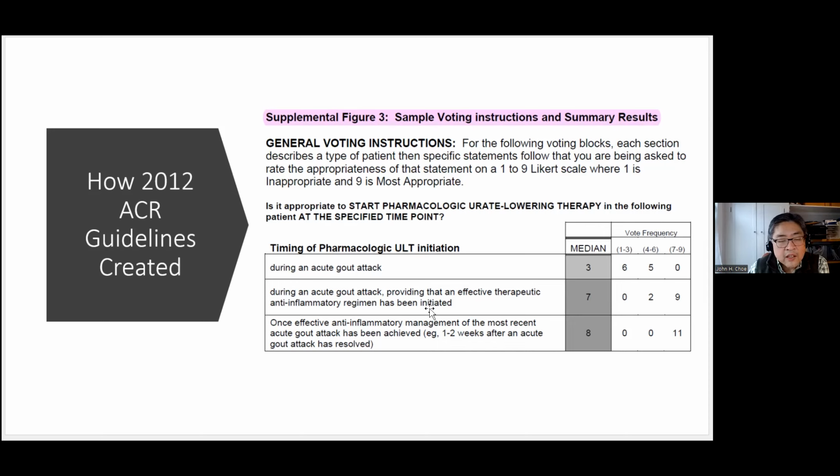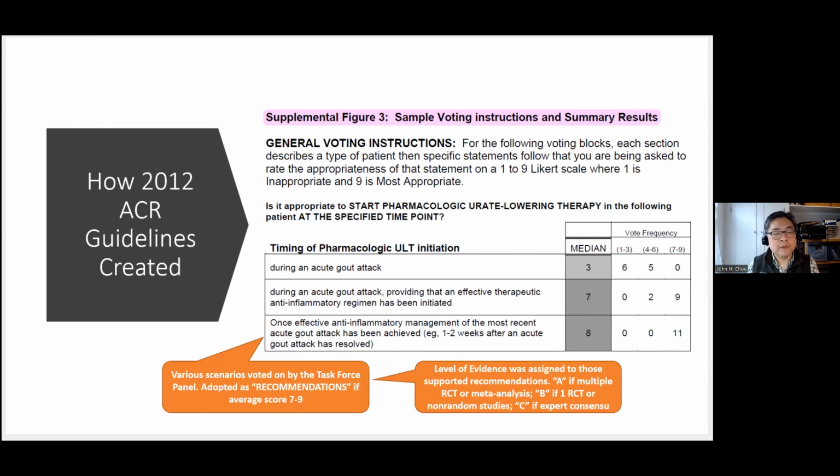During an acute attack, as long as you started colchicine or an NSAID, would you start allopurinol? And then once it was resolved, after the acute attack had resolved, would you start allopurinol? So what they did is they did a secret round of voting. In that secret round of voting, they would say on that scale, and then they would discuss. And then they would have an open round of voting. Based on that, that was where they would make the final determination.